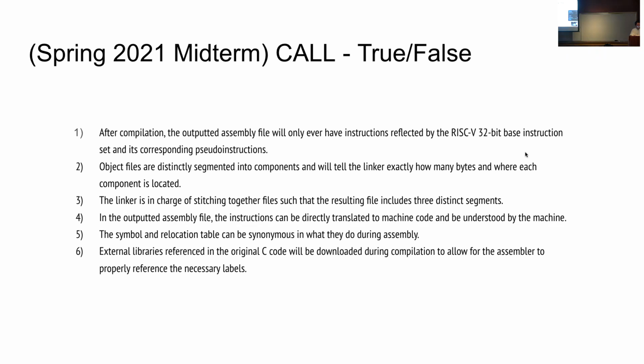That's due to object files containing a header which has segments like we talked about earlier: text, data, symbol table, etc. And then three. Yeah, again, just like we talked about, the linker builds that executable from all the object files. Four. Yep, exactly, those pseudo instructions. How about five? Correct, just like we talked about.